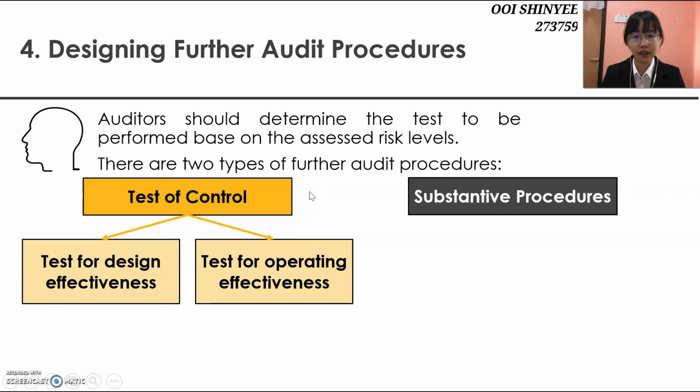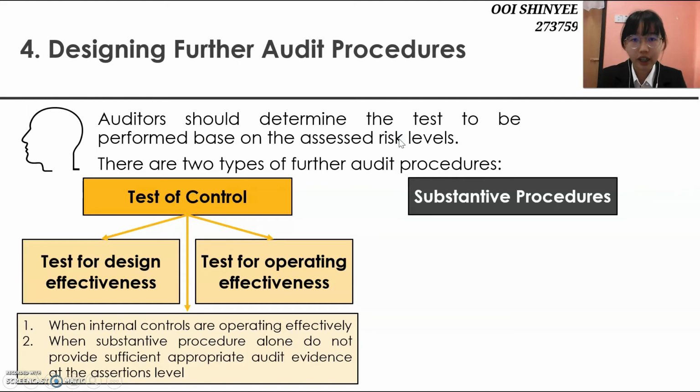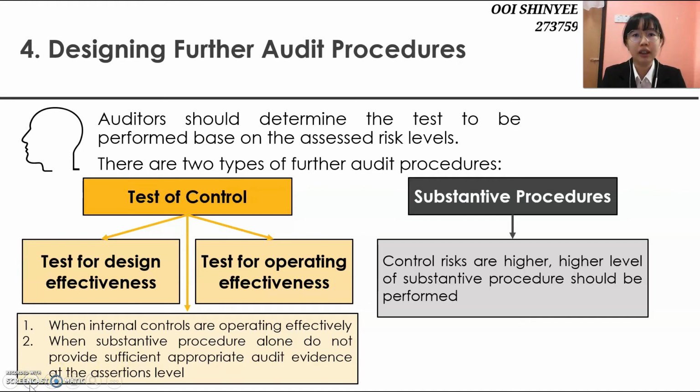So, when does the test of control take place? It takes place when the internal controls are operating effectively and also when the substantive procedure alone does not provide sufficient and appropriate audit evidence at the assertion level. For the substantive procedure, in the event that the auditors believe that the control risk is high, a higher level of substantive procedure should be performed to obtain the required audit evidence.